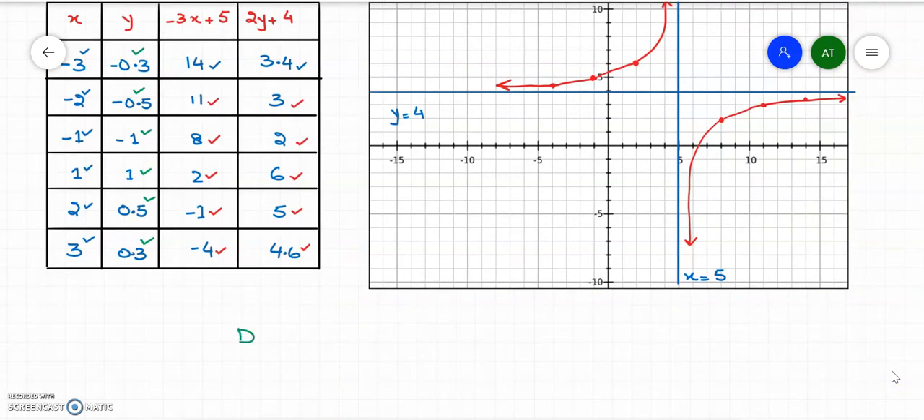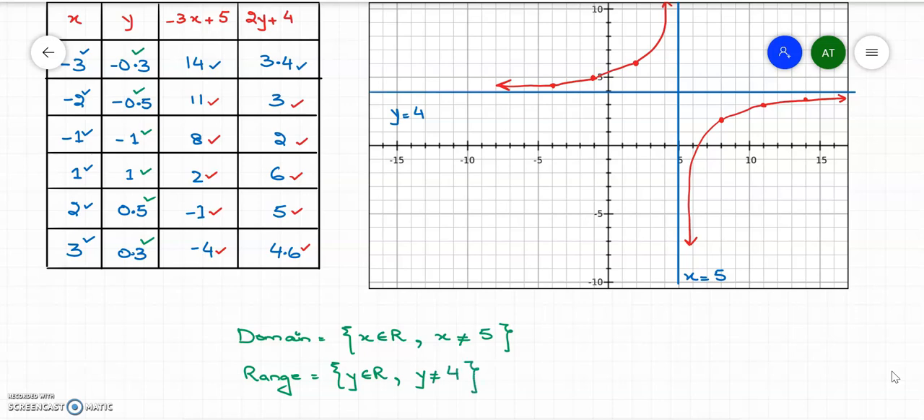So we can say that the domain is x belongs to real numbers and x is not equal to the vertical asymptote, the d value, and the range is y belongs to real numbers and y is not equal to 4. That is our horizontal asymptote.